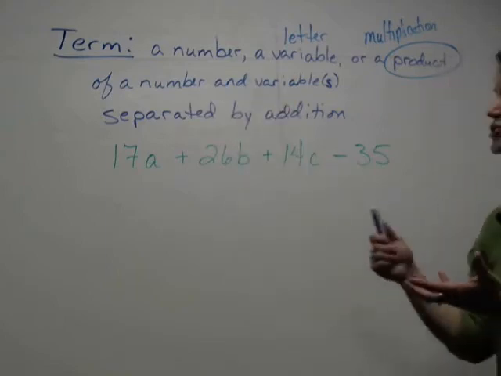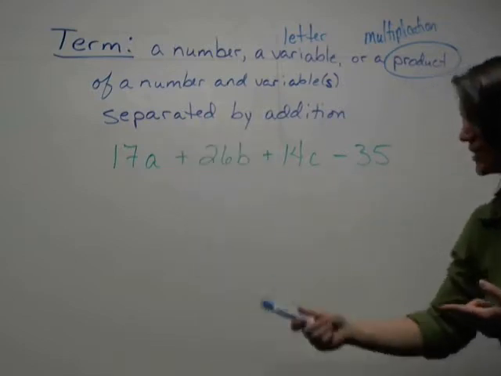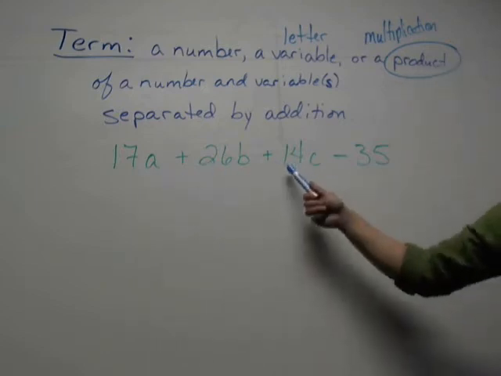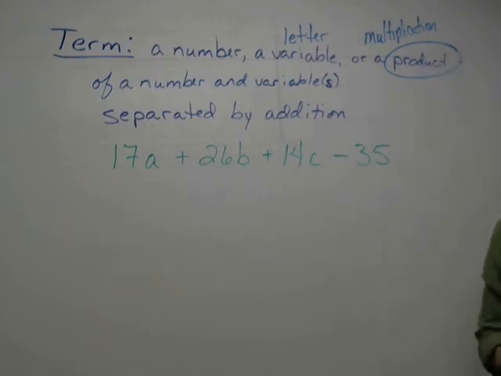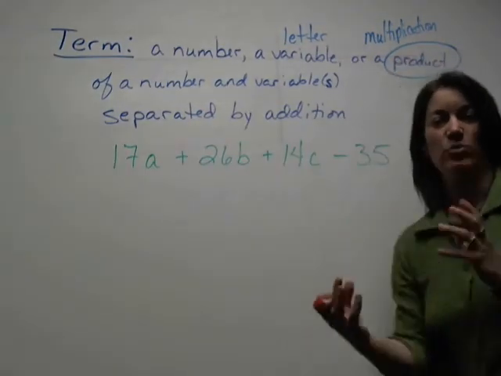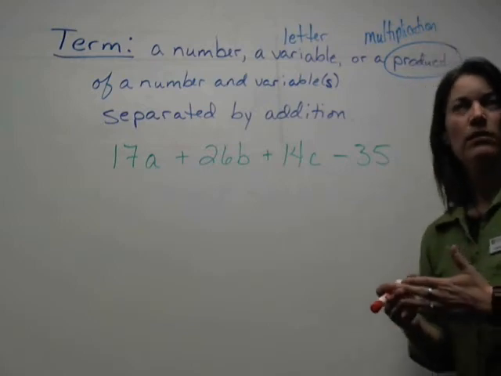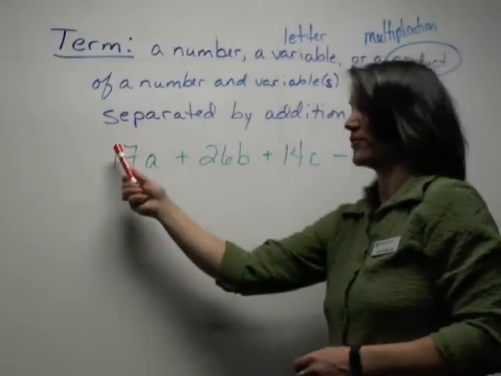And one term ends and the next term begins because they are separated by addition. So here I have 17a plus 26b plus 14c minus 35. How many terms do I have? What are they? Well, let's see here. In this first portion, I have the number 17, and then I have an a. What's going on when I have a number and a letter mushed together like that? That's multiplication. Multiplication is a product. So this is all part of a term.